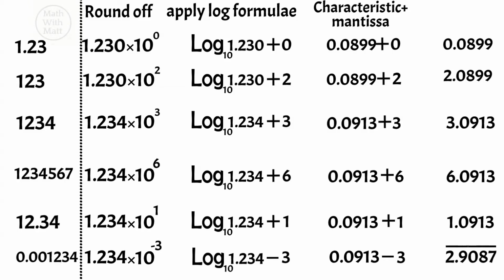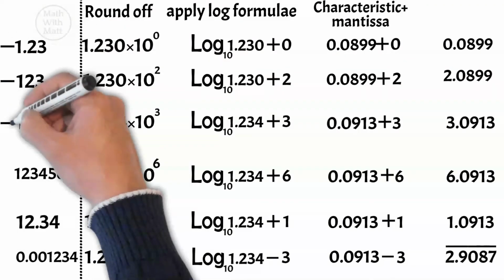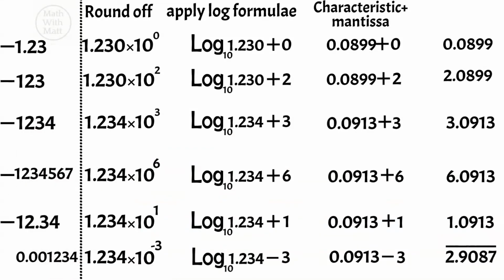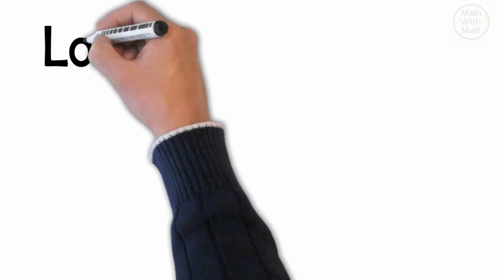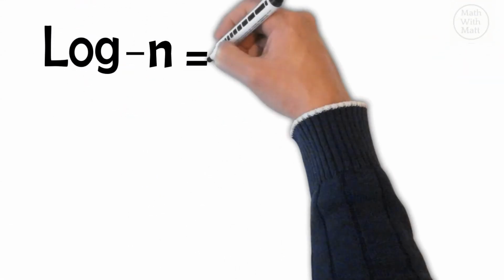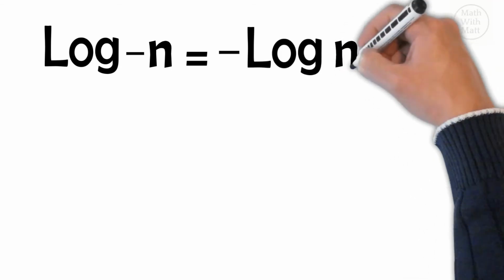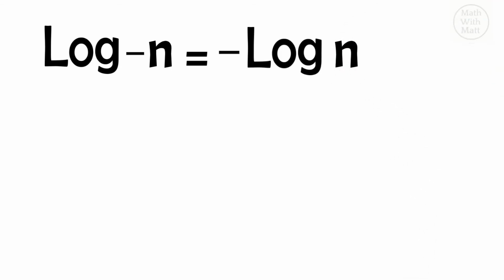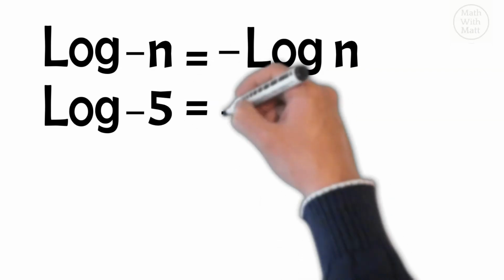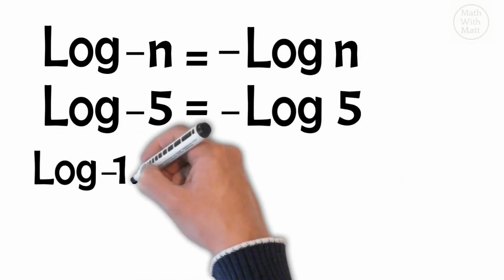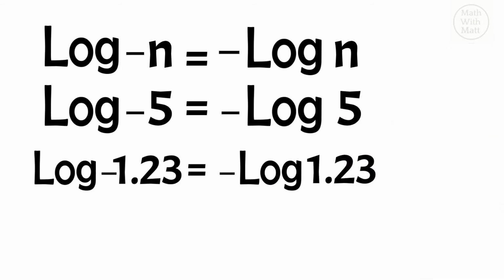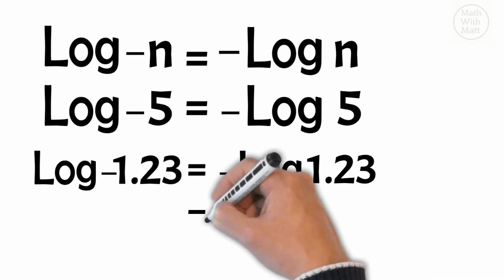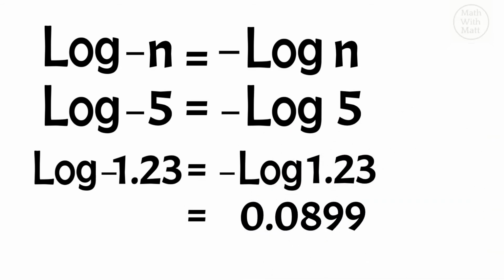So this is what the operation with log looks like, but wait. What if all the numbers we found were negative? Does that affect our answer in any way? Let's find out. Log of negative numbers is pretty easy. We just take the negative sign outside the log and solve just as we'd solve a positive number. For example, log of minus 5 is minus log of 5, and log of minus 1.23 is minus log of 1.23, whose value we found out as 0.0899, which in this case will be minus 0.0899.